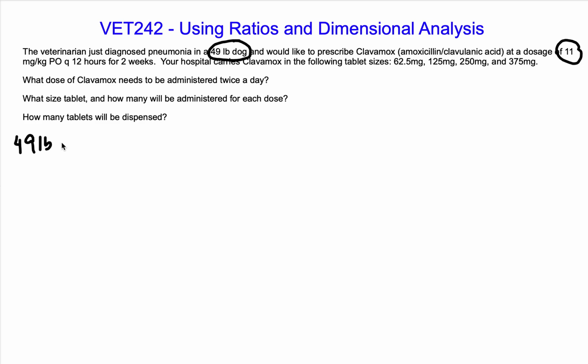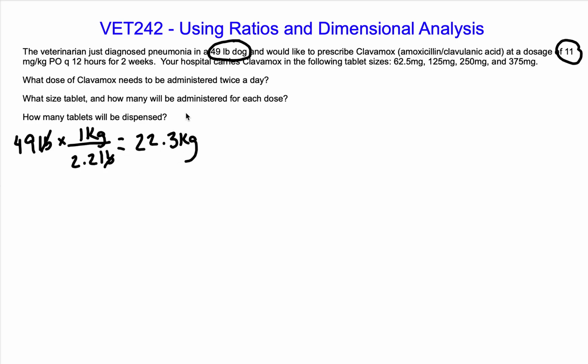And as usual, we are going to convert that pounds to kilograms. You can either do this by setting it up in dimensional analysis, or if you just remember that if you're converting from pounds to kilograms, we're going to divide by 2.2. And this is going to give us 22, I'm going to round that to 22.3 kilograms. And I know I'm doing it correctly because my pounds are canceling out. Okay, so that's the first part of the problem.